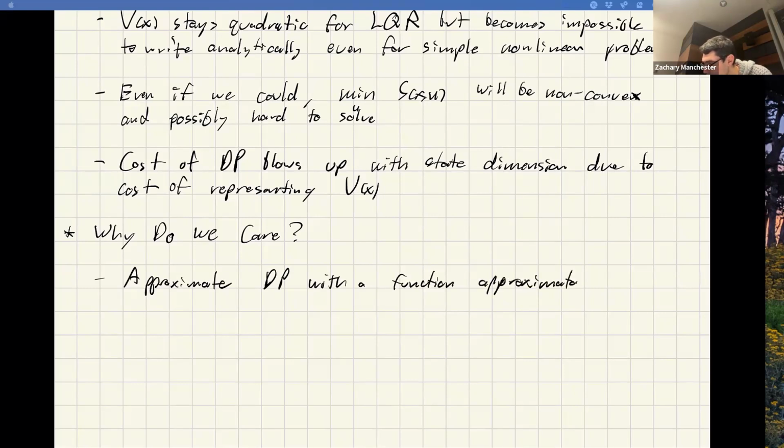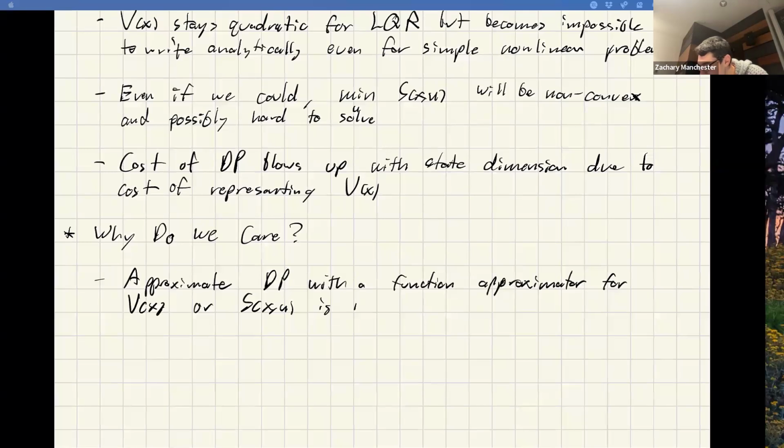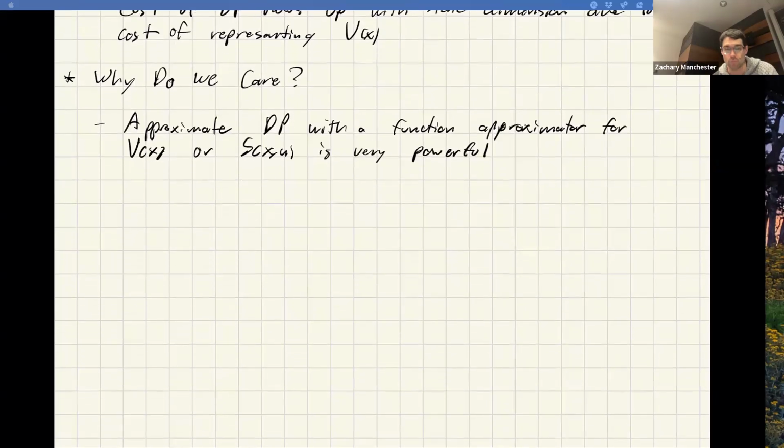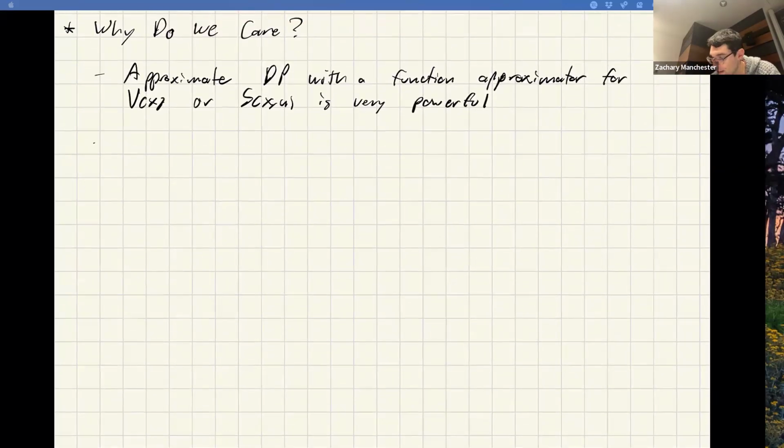Even if you don't reach the global optimum, you do your best, and it's approximate. That is for either V or Q, depending on if you're doing model-based or model-free, and it is very powerful and shows up all over the place. And we're going to do it. It's kind of the basis for modern RL.